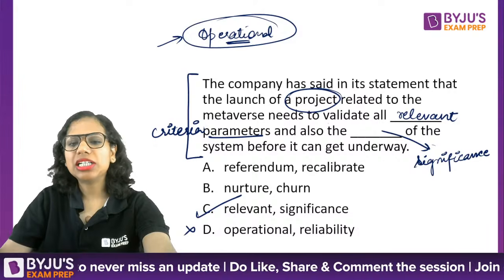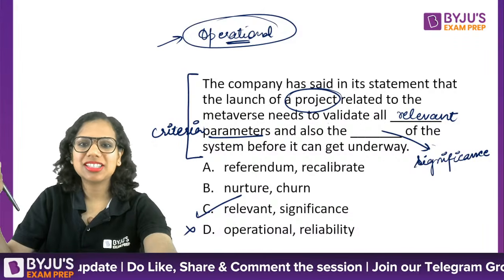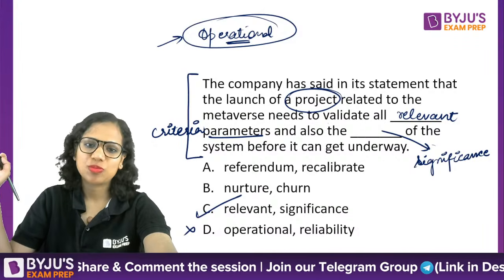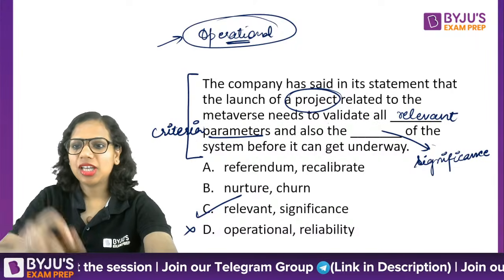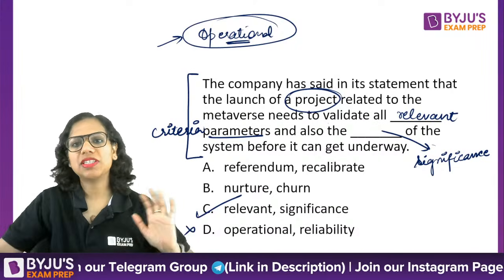Reliability and significance actually both make sense in the second blank. In the first one, relevant makes more sense. I hope this makes sense to you. If not, then please ask.